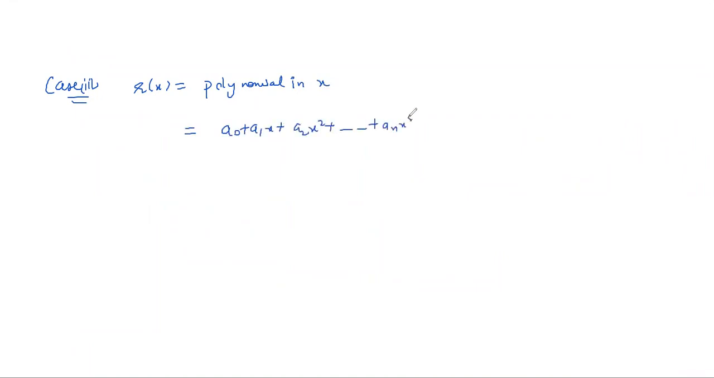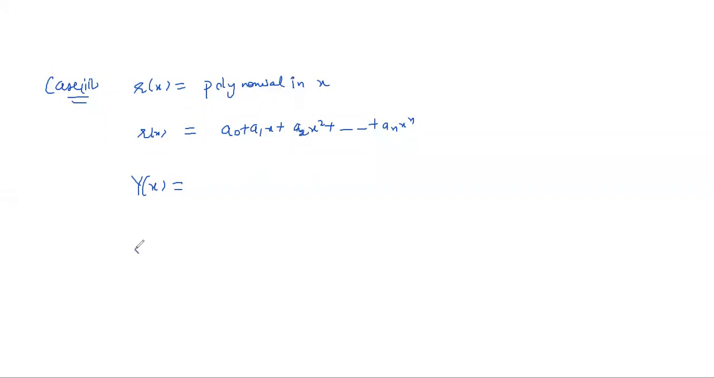Okay, so case 3, when your Rx is a polynomial in X, right? So how does a polynomial look like? Like a0 plus a1x plus a2x square up to an x raised to power n. So it's some polynomial in X of nth degree, whatever degree can be there. In this case, I'm directly going to tell you what should be the assumption of Yx. Again, there is a proof done in the book for why this choice is coming, so you can see the book.